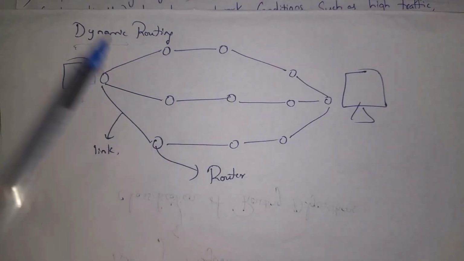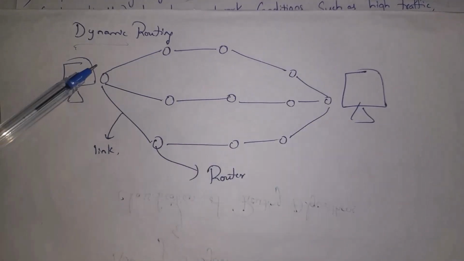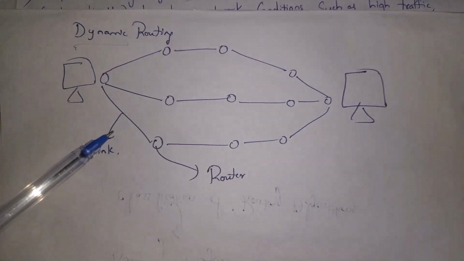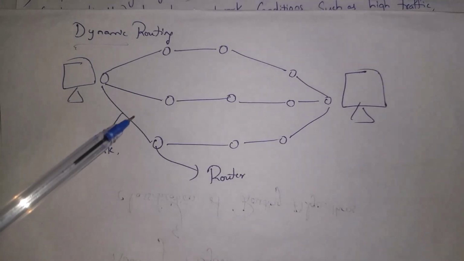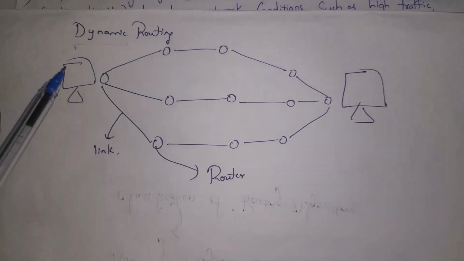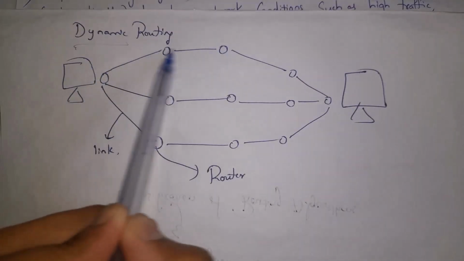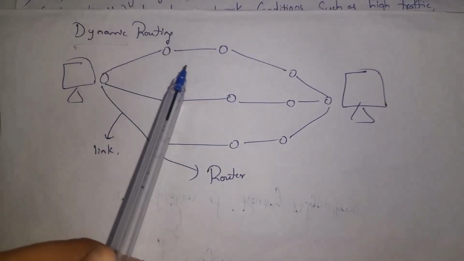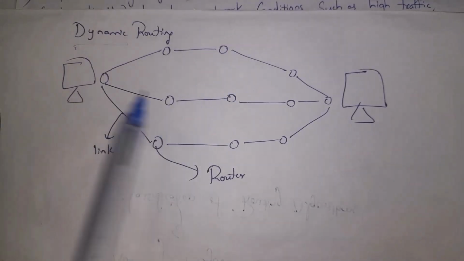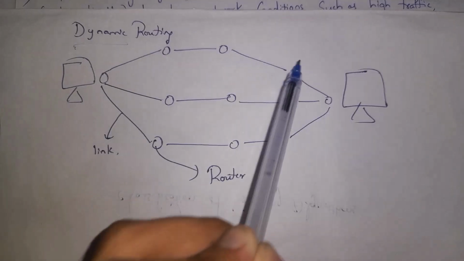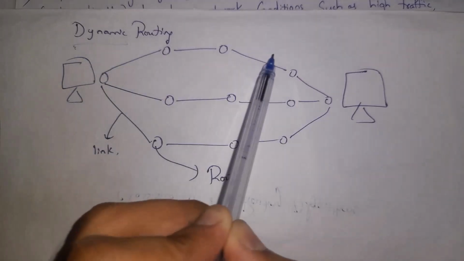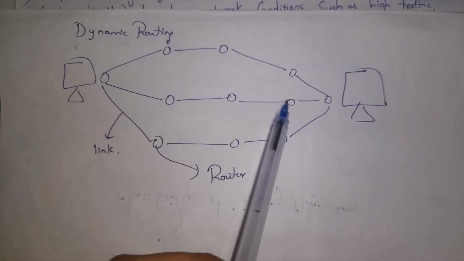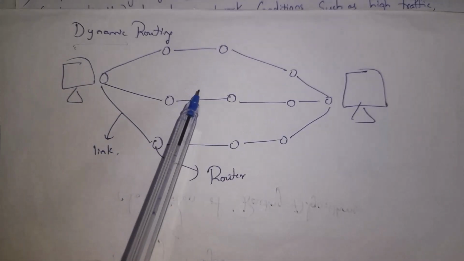For example, this is a network. In this network, all routers are connected to each other by using links. Links are nothing but cables. Routers are connected to each other by using cables, and this computer wants to transfer data to this computer by using this route. But in this route, so many other devices are transferring data, so traffic is very high. As traffic is very high in this route, instead of transferring data in this route, immediately this computer will send data by using this route.